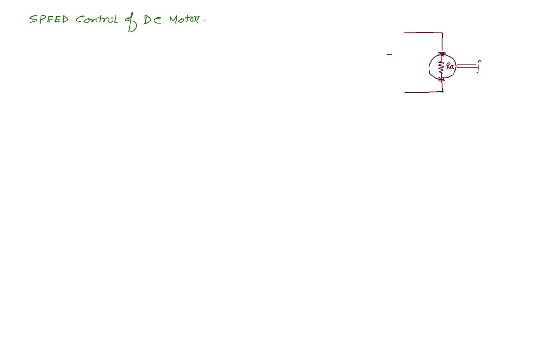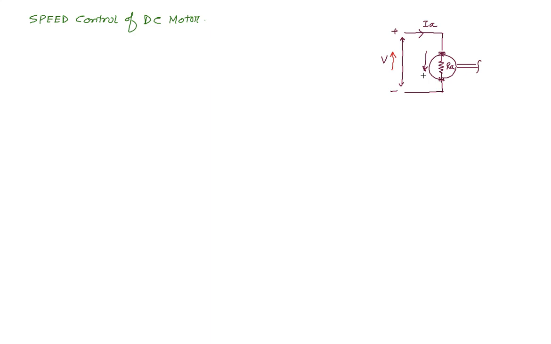Okay, so for that, this is a positive terminal, this is a negative terminal, and we are giving the supply of V. V is your supply voltage, and if Ia is flowing through, that is the armature current, the current flowing through the armature. Now if you are applying V in this direction, then the EMF induced is in this direction. That is, the direction of E and the direction of V are opposite.